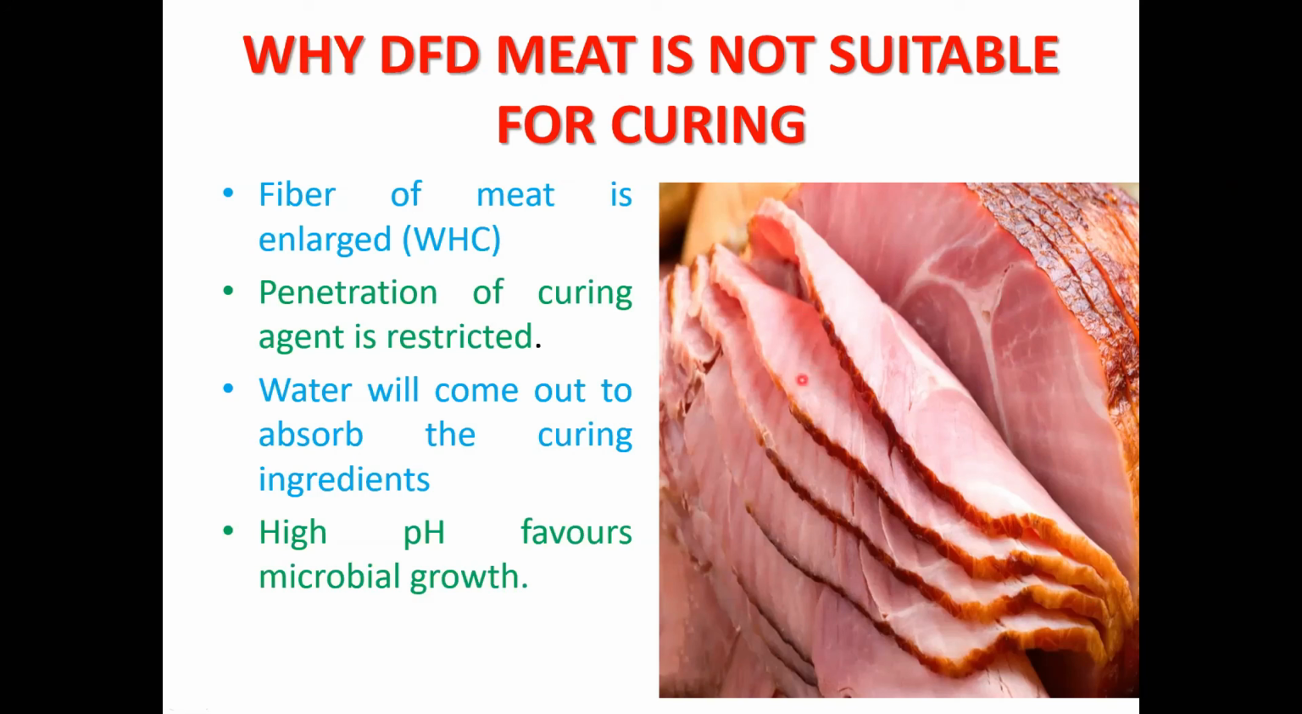So here you can see the fiber of the meat is enlarged. It has more water holding capacity. The penetration of the curing agent is also restricted, and the water will not come out to absorb the curing ingredients. High pH also favors microbial growth. That is why this is not suitable for making cured products, or for making curries and other things where spices are added, because the spices will not get absorbed inside the meat.